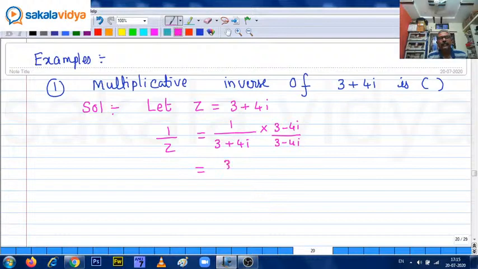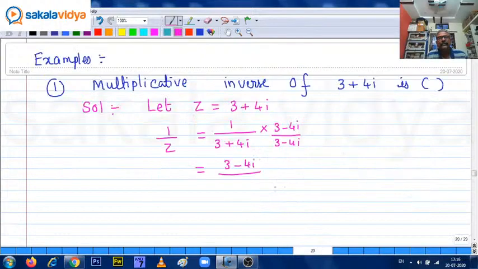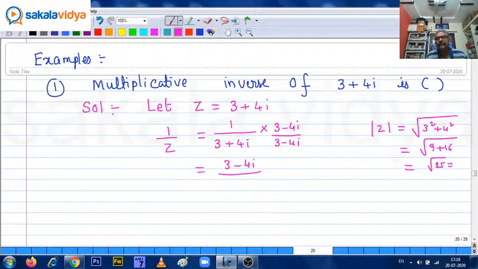So 3 minus 4i into 1, 3 minus 4i upon this. Already we discussed: z into z bar is equal to mod z square. So what is mod z? Mod z is equal to root of 3 square plus 4 square, that is root of 9 plus 16, root 25, which is equal to 5. Here mod z square we need to write, that means 25.